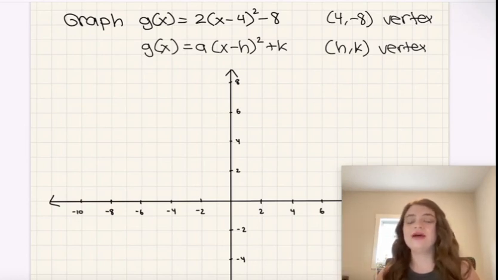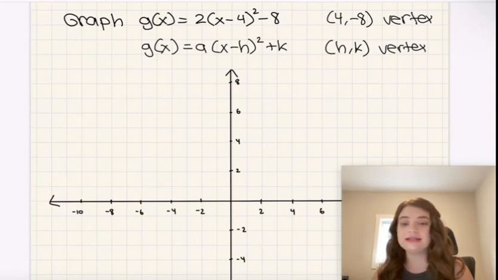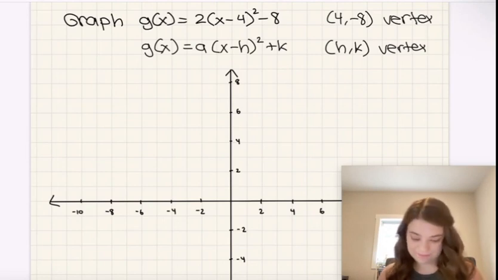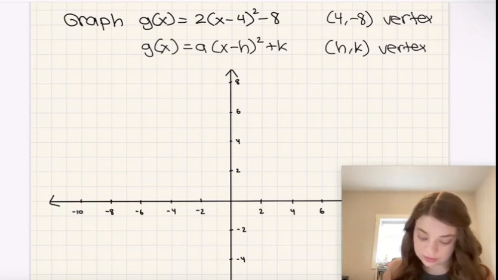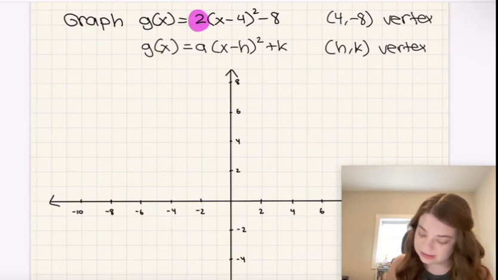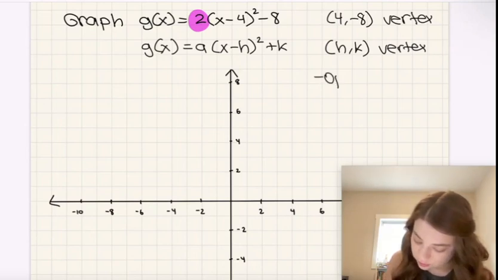So keep in mind that whenever the a value is positive, that means the parabola opens up. Whenever the a value is negative, the parabola opens down, and the a value can never be 0, because if it were, we would actually just have a line rather than a quadratic. So a can't be 0, or it's not a quadratic. It's just a line. Okay. So in this case, a is 2, right? And because a is 2 and that's a positive number, that means the parabola opens up. So I'm just going to write here that it opens up.